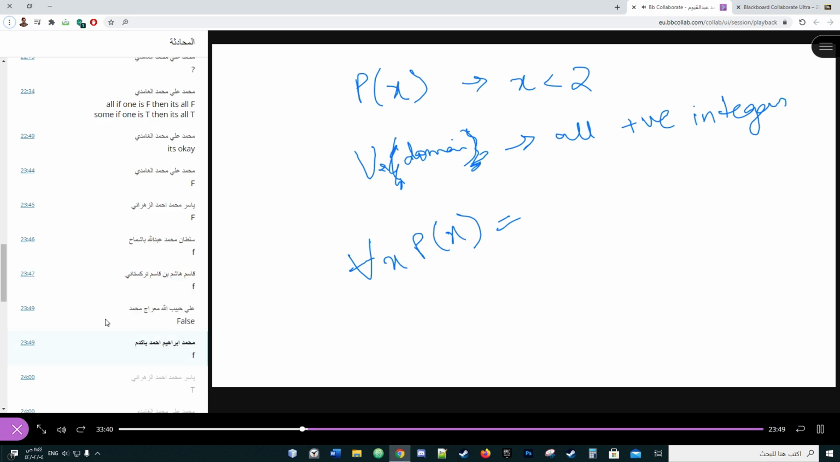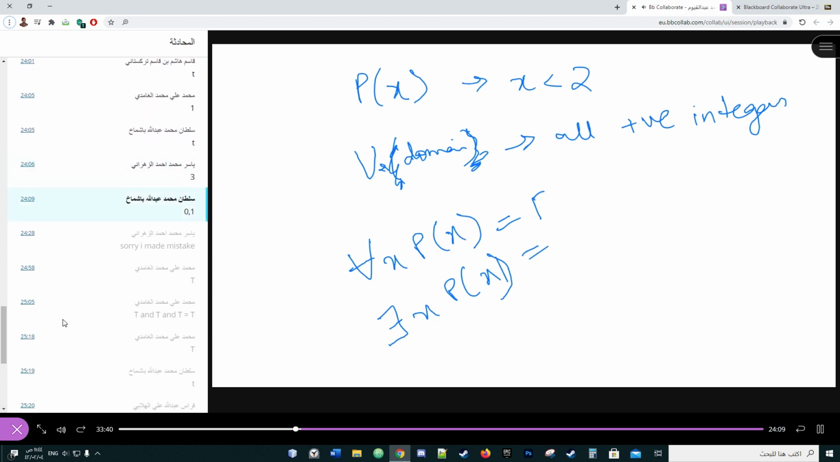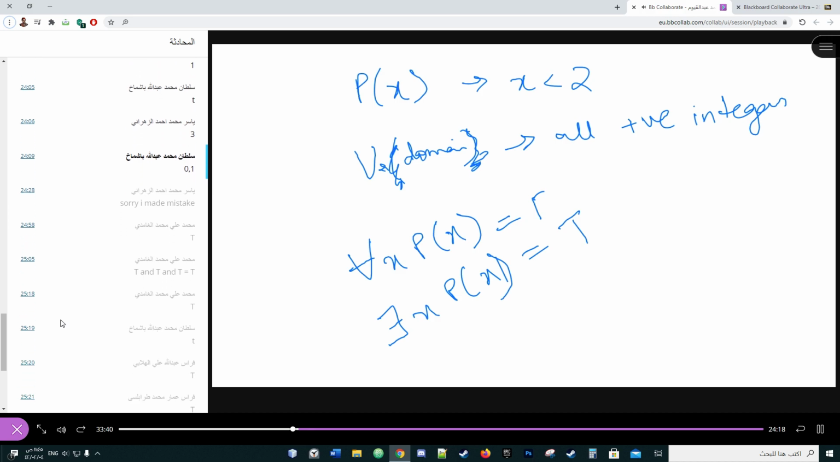Okay, most of you are saying false, because all positive integers are not less than 2. 1 is less than 2, but 2 is not less than 2. So this is always false. What about this? Very good. For which value? Yasser? Yes. So for 1 it is true, so that is enough. Yasser, why did you say 3 for some? Or was that answer for the previous one? Okay, no problem.